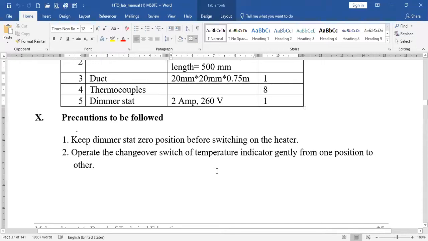What precautions are to be followed? Keep the dimmerstat at 0 position before switching on the heater.